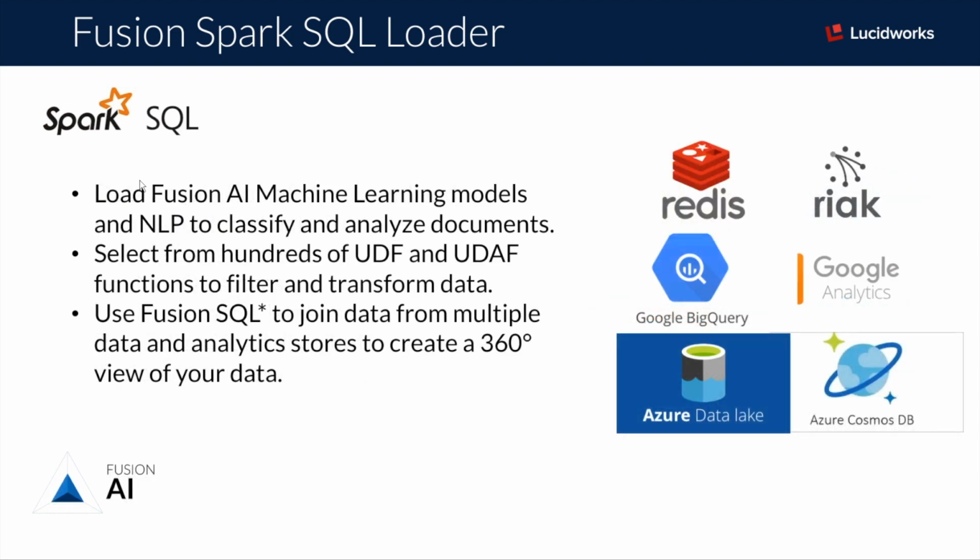We can use machine learning models and NLP techniques like parts of speech tagging, stemming, lemmatization, sentiment analysis, named entity recognition to classify and analyze this incoming data. Leveraging the full power of Spark's data frame APIs in SQL, along with access to hundreds of user-defined functions, including aggregate functions, we can filter and transform this data. And of course, using Fusion SQL, we can join data from multiple Solr collections to create a complete 360-degree view of your data. We're extremely excited about the possibilities that the Fusion Spark SQL Loader offers to our customers. We can now use Fusion to derive sophisticated analytics use cases with minimal effort.